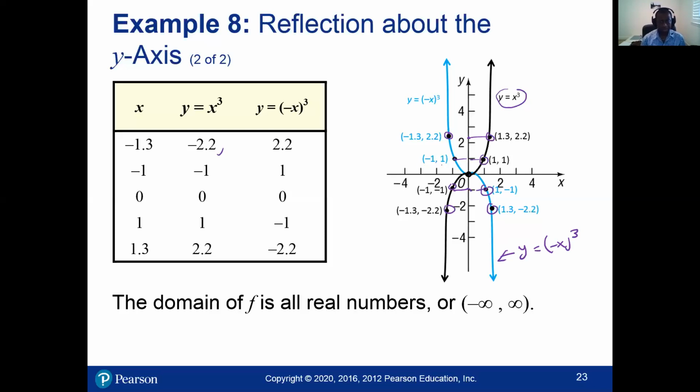So what's the domain? The domain is, in this case, all real numbers. What's the range? It's also going to be all real numbers, for both the cubic function and y is equal to, in parentheses, negative x, cubed.